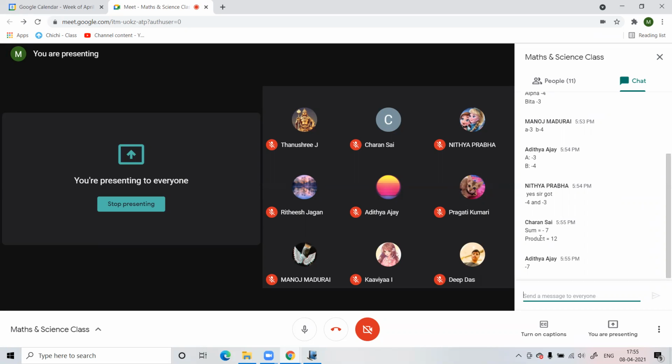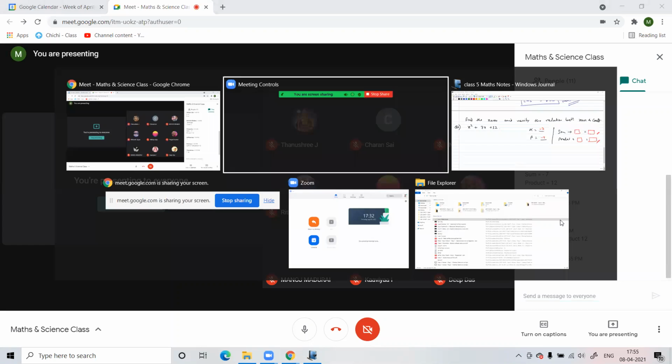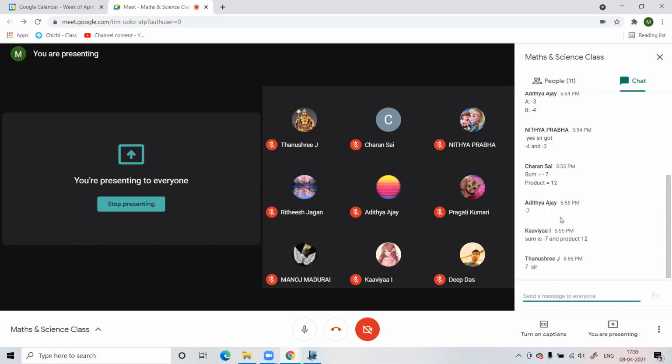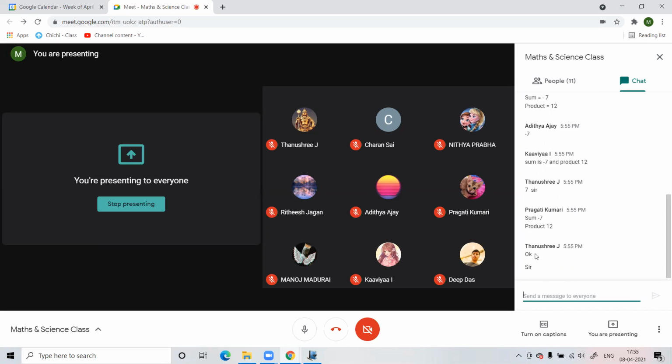Okay, sum you got -7, product 12. Okay, good. The sum is -7, product is 12. You should complete that also. Sum is -7, product is 12. Kavya, okay, good. Sum will be -7, Tanushri, not 7. -4 plus -3 will be -7. Check your calculation, okay?